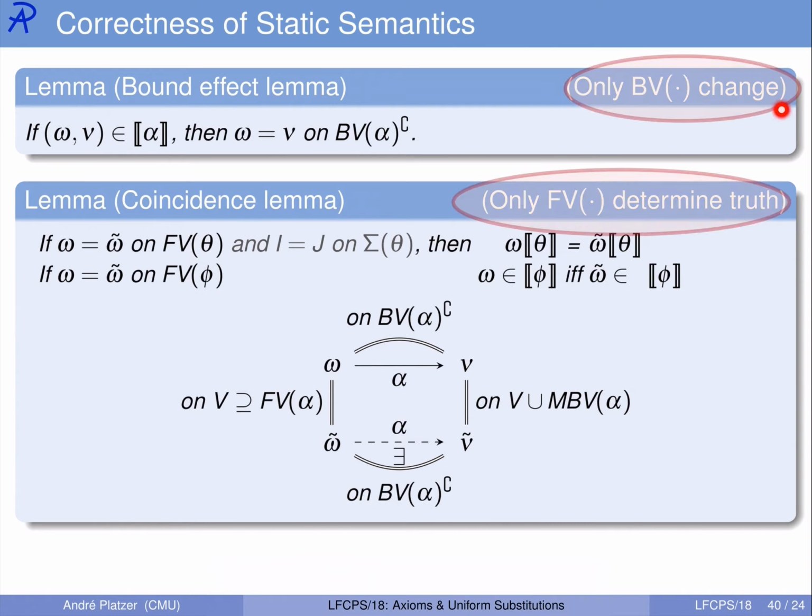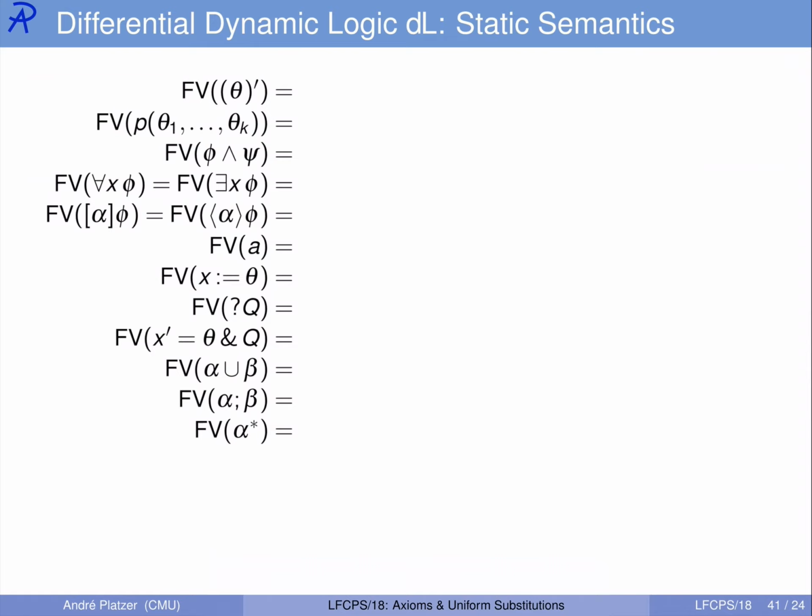Only bound variables change, and only free variables determine the truth of a formula, determine the real value of a term, or determine the transition behavior of a program. But let's define it. How do we correctly compute the free variables of something? Well, so what are the free variables of a term that happens to be a differential? Well, I guess these ought to be the free variables of the term.